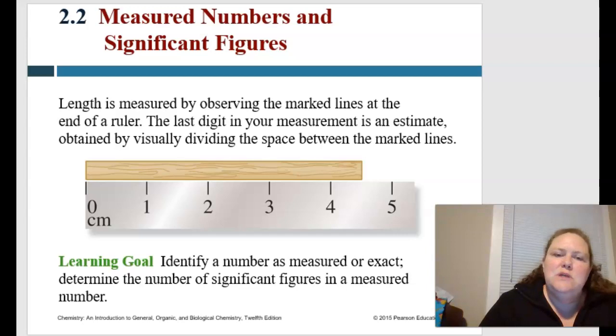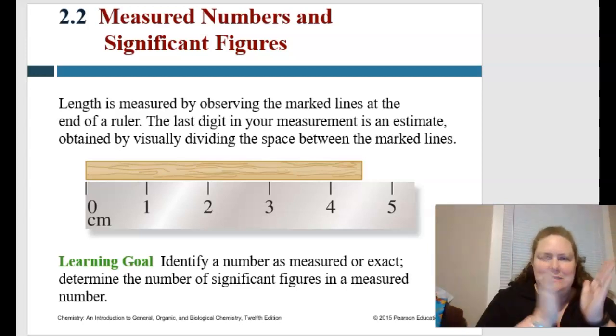So in the last video, we talked about how length is measured and that we use centimeters or meters because we're using the metric system as scientists. So length is measured by observing the marked lines at the end of the ruler. The last digit in your measurement is an estimate, and that's obtained by visually dividing the space between those marked lines. And so we're going to talk about the difference in generalization versus significant figures or sig figs, right?